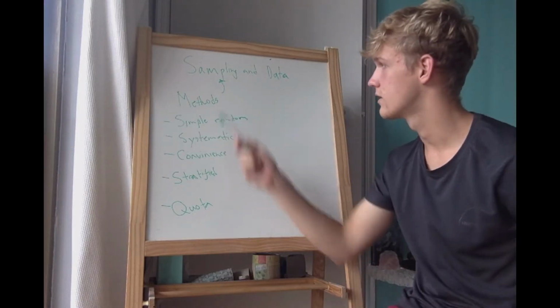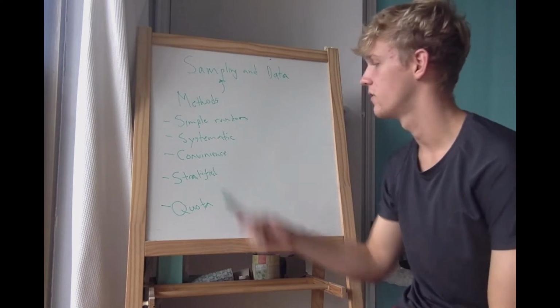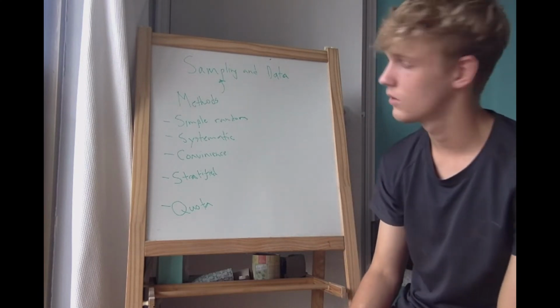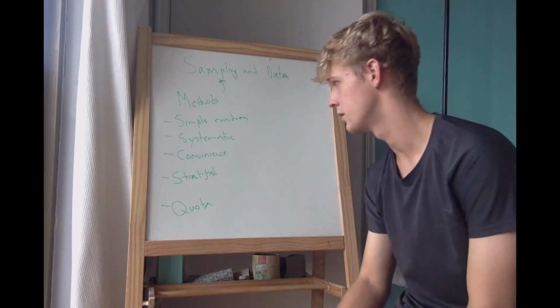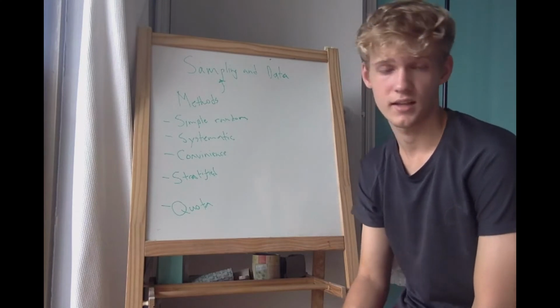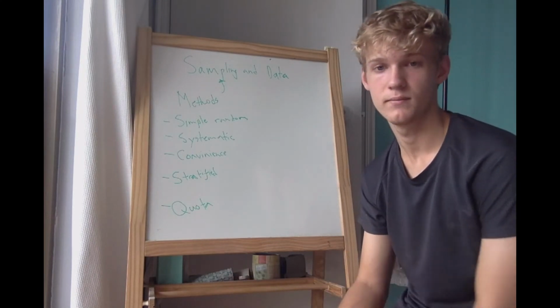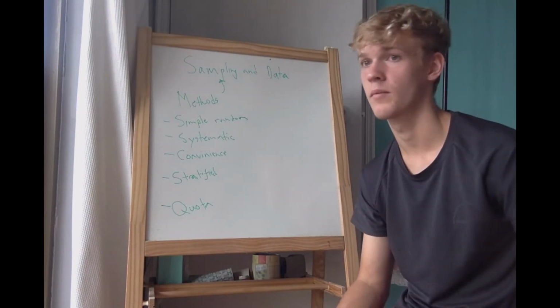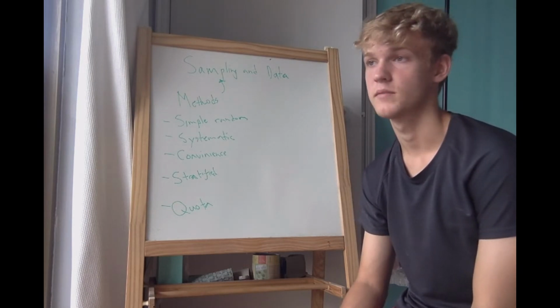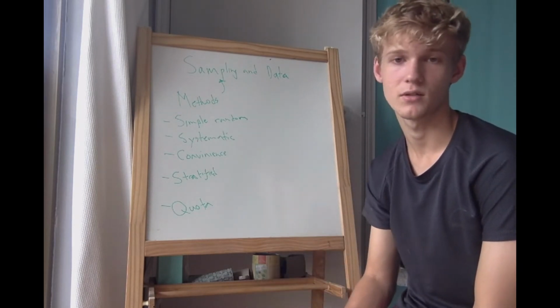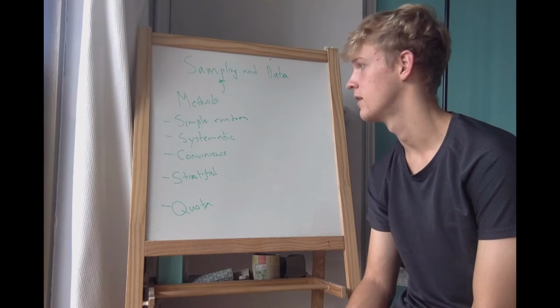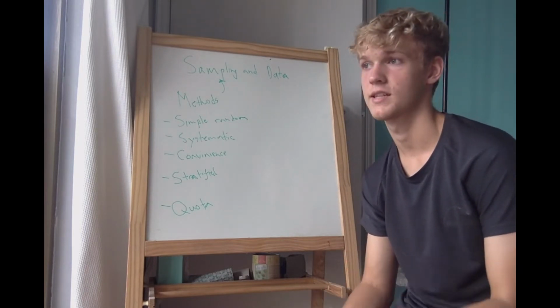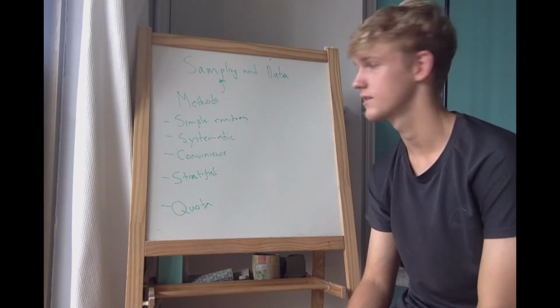So now onto the methods of sampling. There are 5 main methods that you need to know. So let's just walk through them. Simple random sampling. That's basically just grabbing, say if you need 3 people, you just grab 3 random people. Maybe you grab their names out of a hat or something. That's just simple random sampling. So each person has got the same chance of being selected.